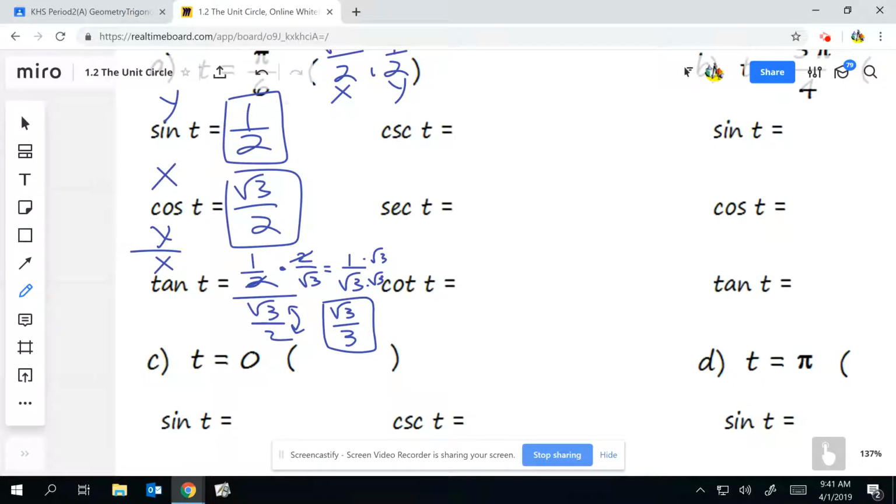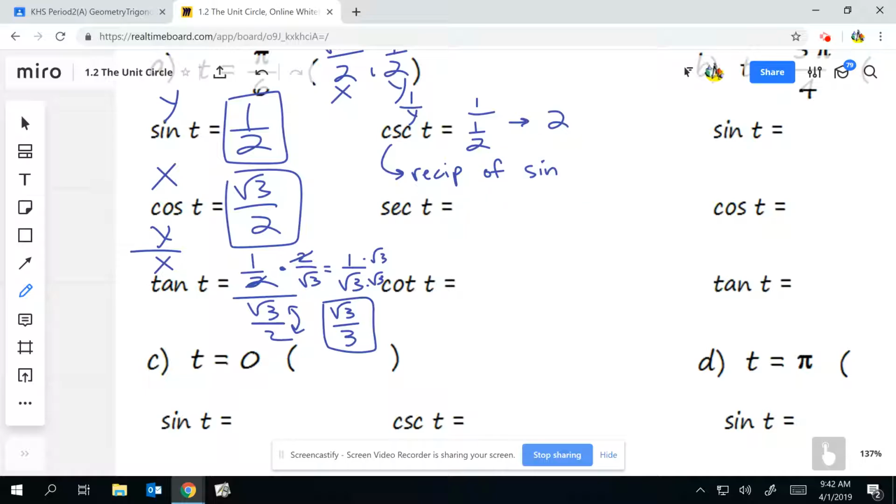Your cosecant, we're going to do the reciprocal of sine. It's going to be 1 over your y value. So it's basically 1 over the 1/2. But whenever you put a 1 on top of something, it's just its reciprocal. So you would just put 2. Your answer to that is going to be a 2. It's the reciprocal of sine.